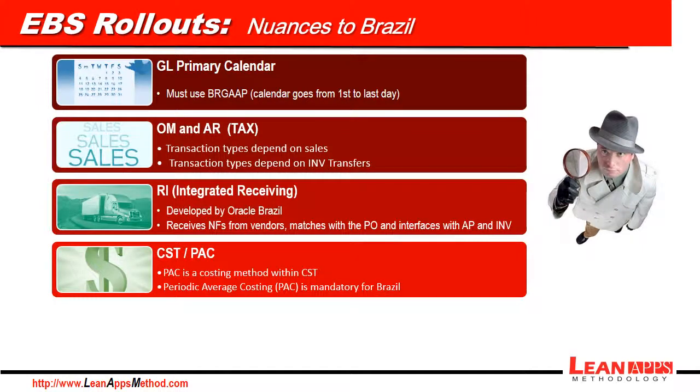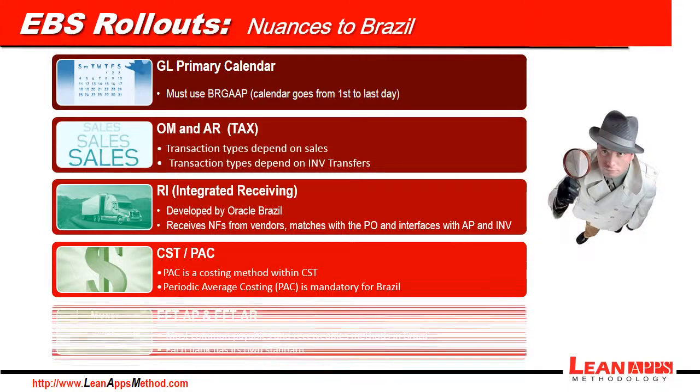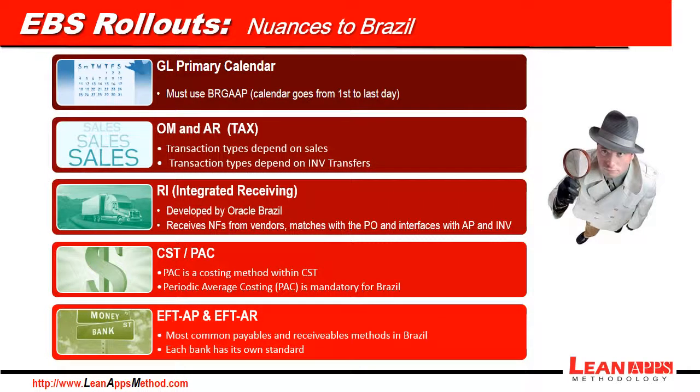Fourth nuance is the periodic average costing, which is a costing method within CST module. This is also mandatory to be used in Brazil because Brazilian legislation does not accept standard costing. Fifth and last nuance has to do with bank transfer, which is the most common payment and receiving method in Brazil.